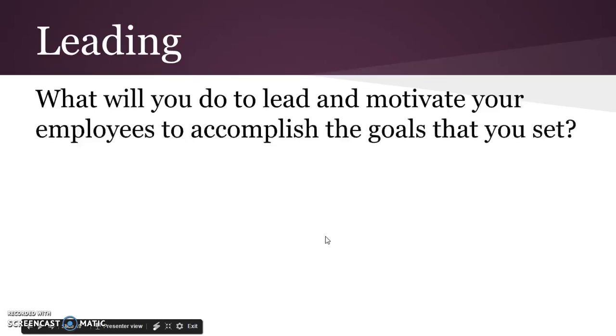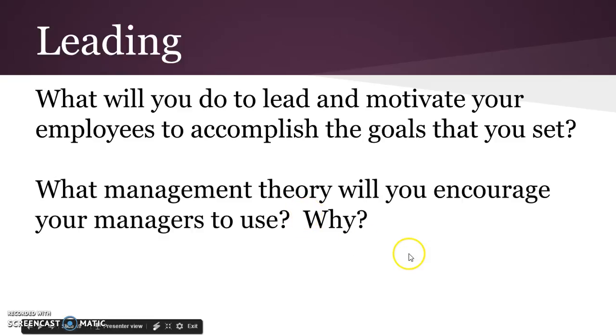Then the leading. What will you do to lead and motivate your employees to accomplish the goals? Remember, now that you have the plan in place, you have your resources, now you have to motivate your resources to be productive and accomplish those goals. What will you do to make that happen, make that a reality? What management theory will you encourage your managers to use and why? What are your management beliefs? What do you think is the best for motivating people? Put those in place, recruit and train lower level managers to do the same.